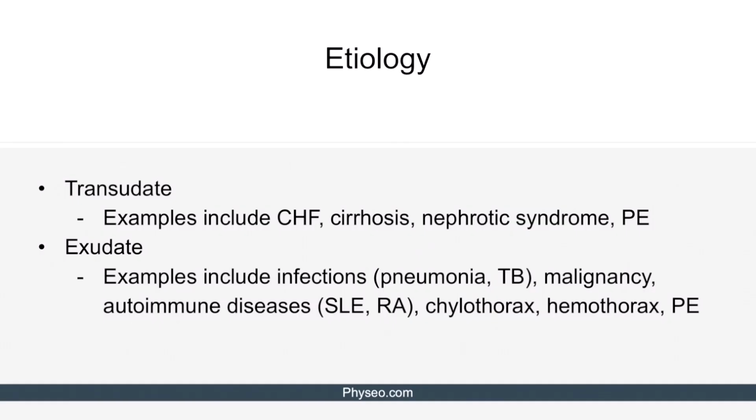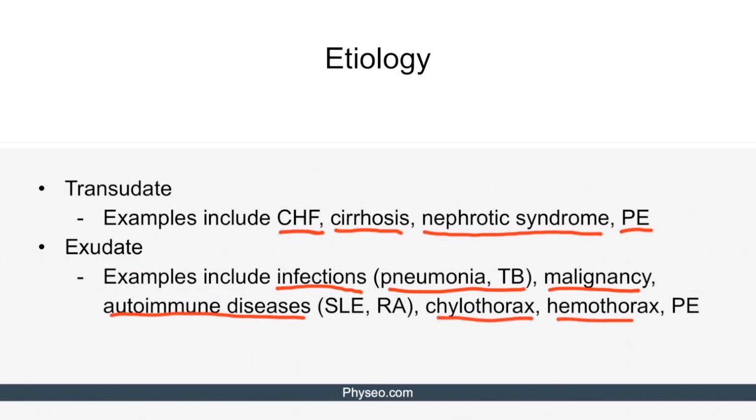Examples of conditions that can cause transudative pleural effusions include congestive heart failure, cirrhosis, nephrotic syndrome, and pulmonary embolism. Examples of conditions that can cause exudative pleural effusions include infections like pneumonia and TB, malignancy, autoimmune diseases, a chylothorax, hemothorax, and a pulmonary embolism. Note that pulmonary embolism can cause a transudative pleural effusion in around 20% of cases and an exudative pleural effusion in around 80% of cases. So remember that a pulmonary embolism can cause both transudative and exudative pleural effusions.